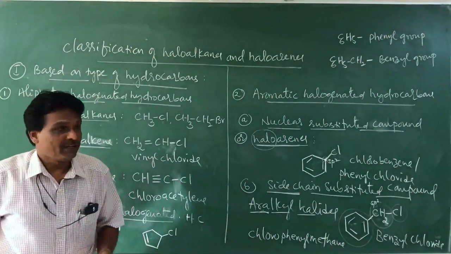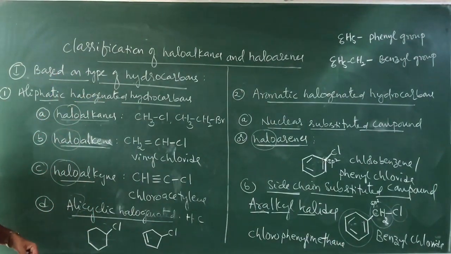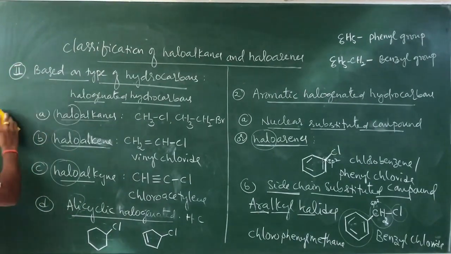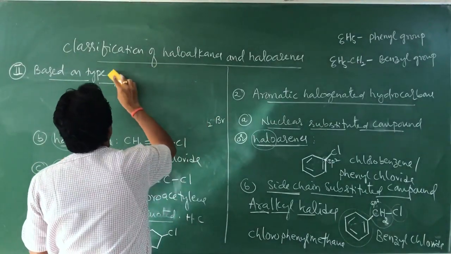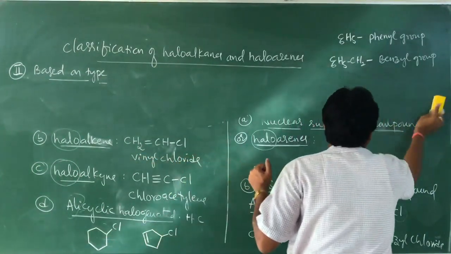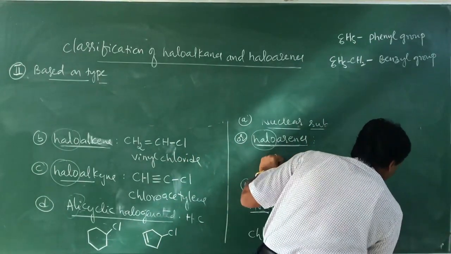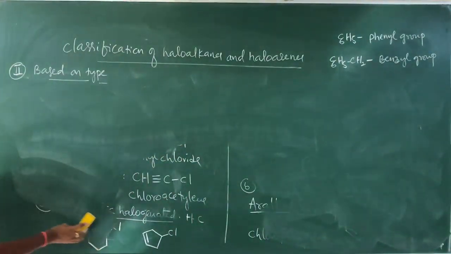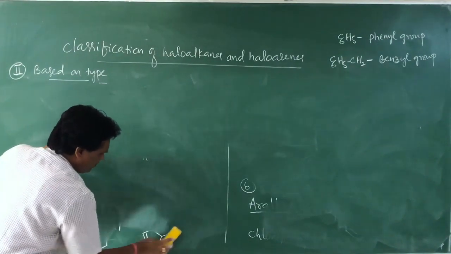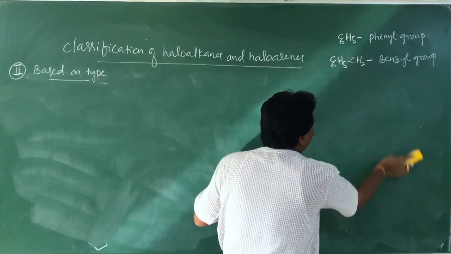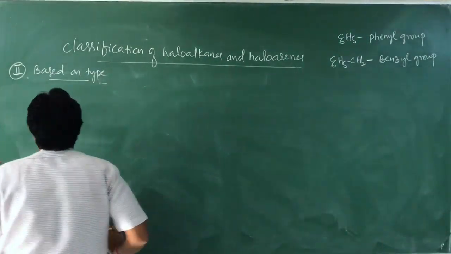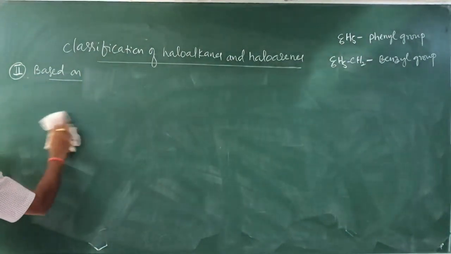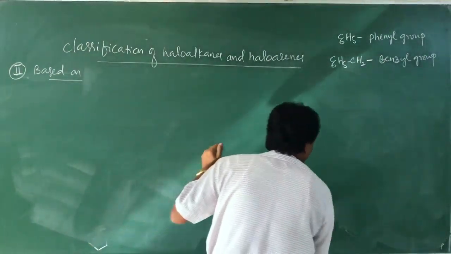Then the second one: classification of haloalkanes based on the number of halogen atoms.